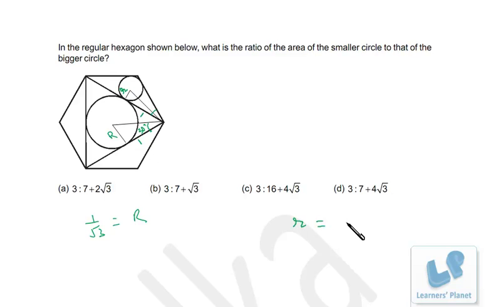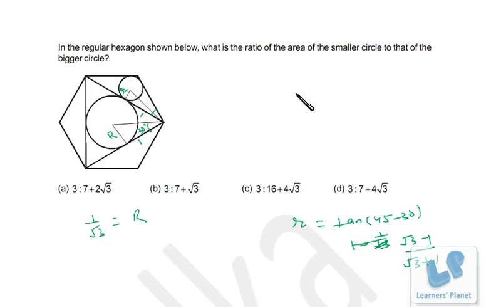Now tan 15 degrees can be calculated as tan(45 minus 30). So that's (1 minus 1 upon root 3) upon (1 plus 1 upon root 3). If I simplify, I'll get (root 3 minus 1) upon (root 3 plus 1). This is the radius of the smaller circle.